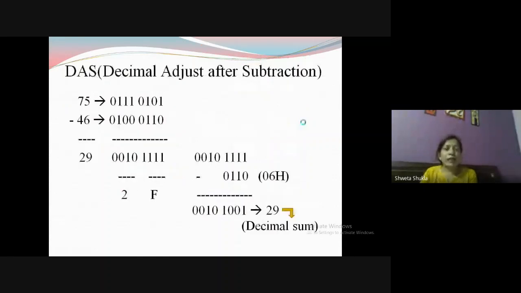Now let's come to DAS, which is decimal adjust after subtraction. It is similar to your decimal adjust after addition.